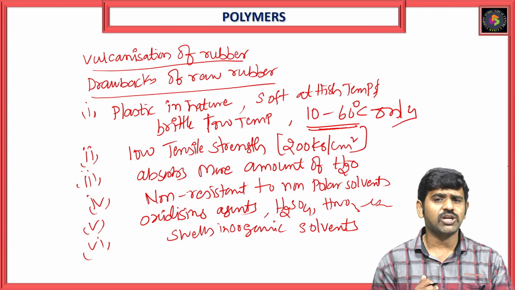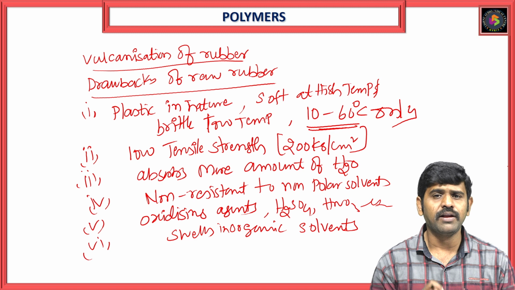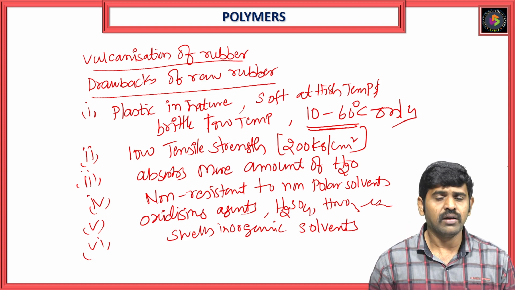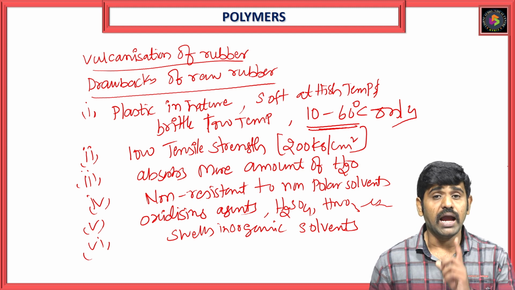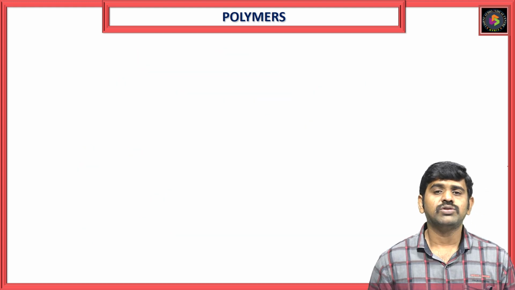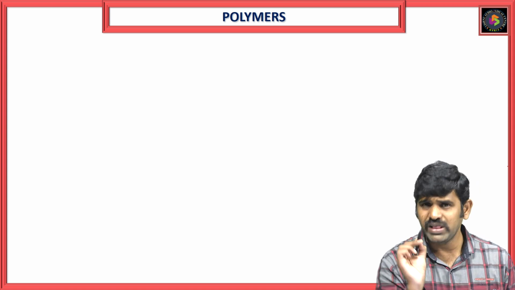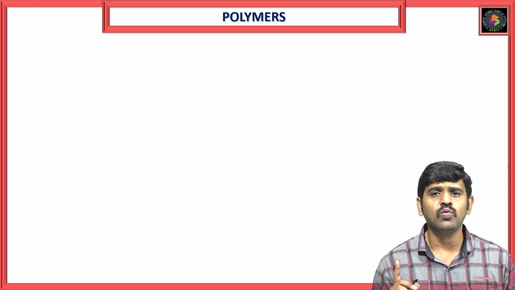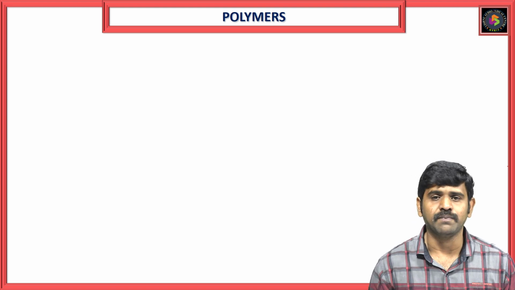So to improve the properties of rubber, it is chemically compounded with chemicals like sulfur, hydrogen sulfide, and one more, that is benzoyl chloride. But the most important addition is addition of sulfur, right? So the process of heating raw rubber with sulfur at 100 to 140 degrees centigrade is known as vulcanization.